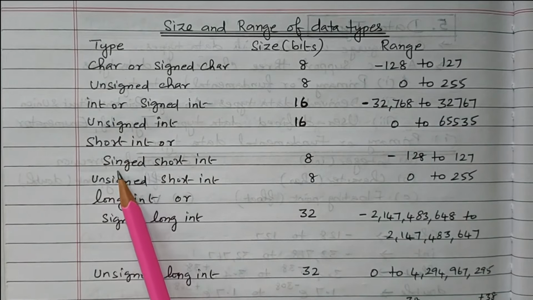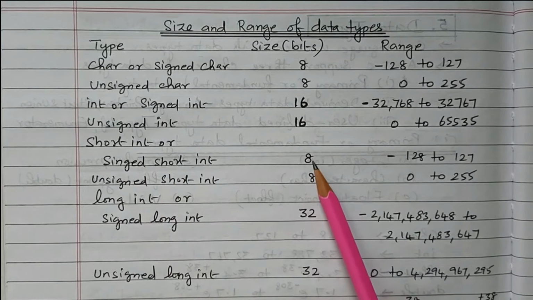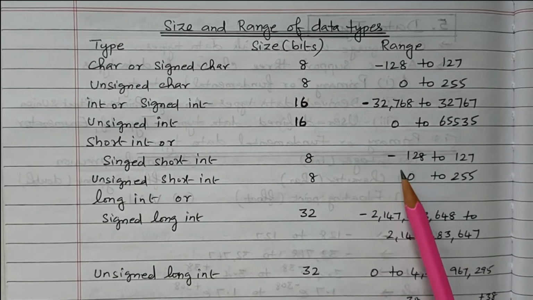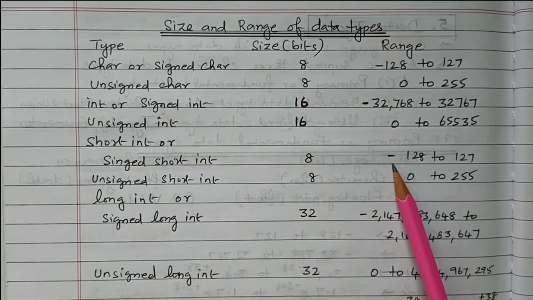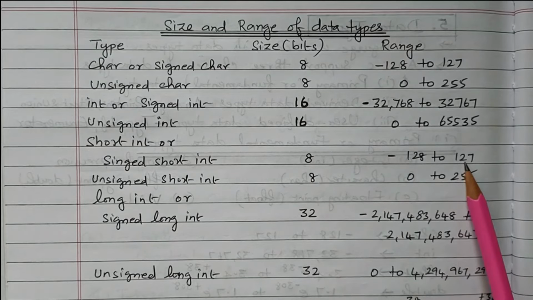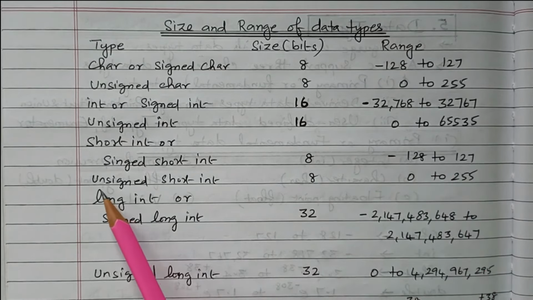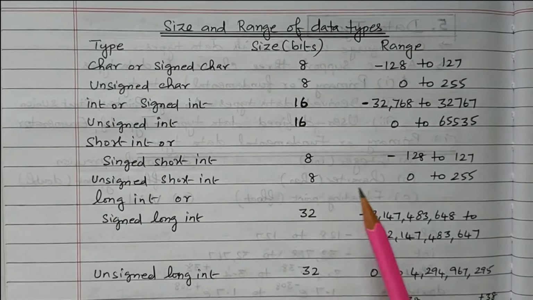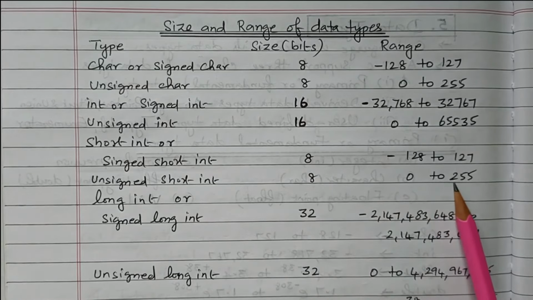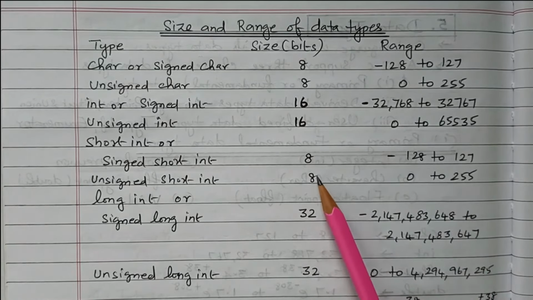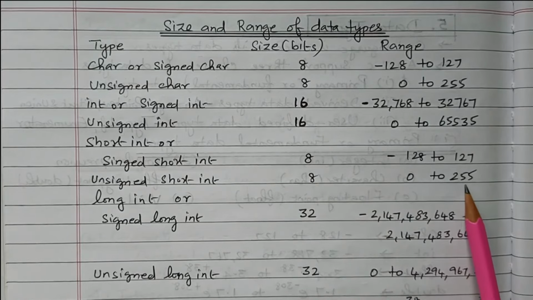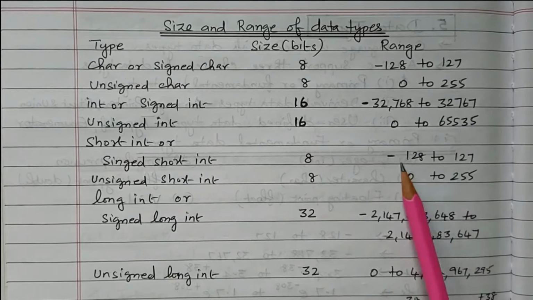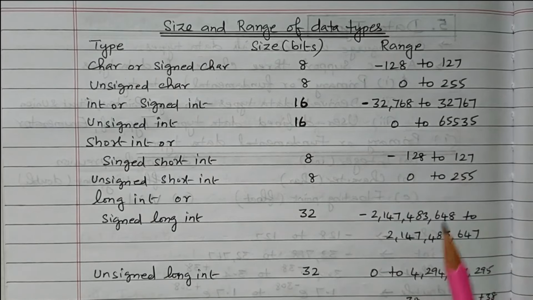Then short integer or short signed integer. Signed short integer means it is 8-bit data, so again 2 to the power 8, 256. Since it is signed, it is minus 128 to plus 127. In this range we can store. If it is unsigned short integer, this 8-bit data is 2 to the power 8, 256, so 0 to 255 we can store, right? So while going for signed or unsigned, unsigned means the range is increased, and signed means the range is split for negative and positive, right?